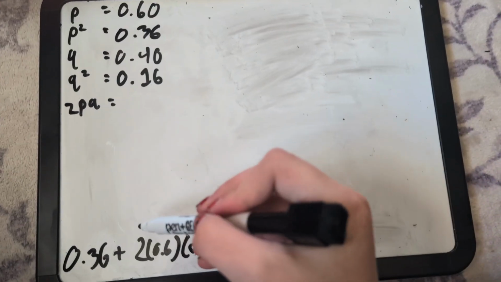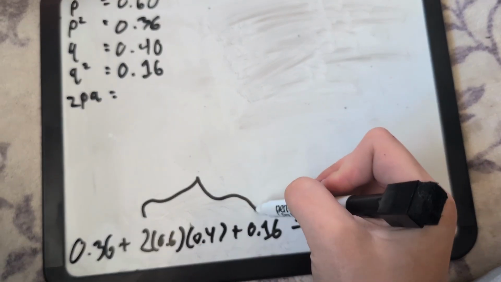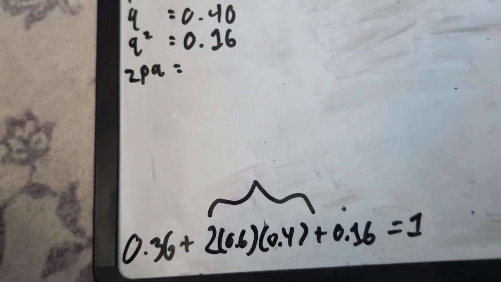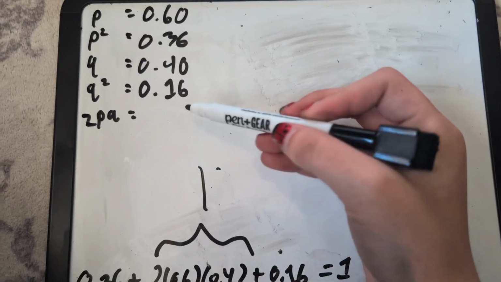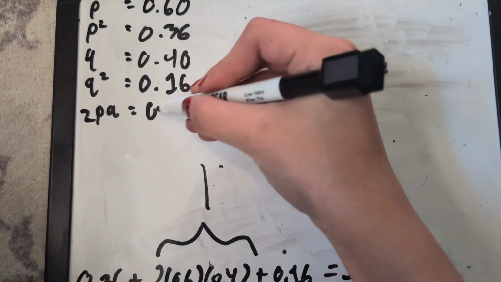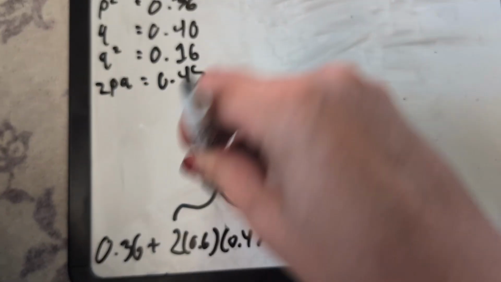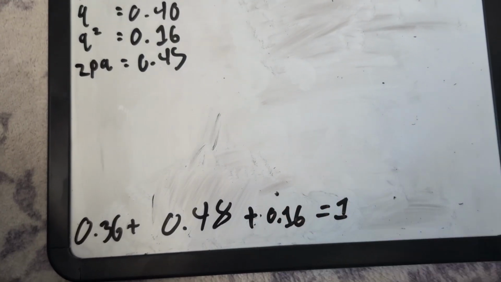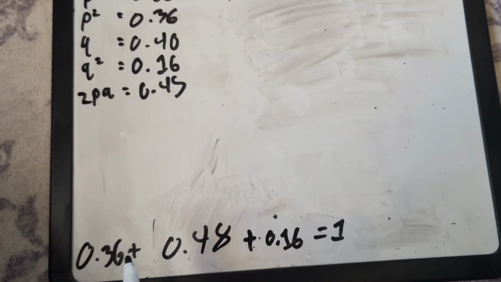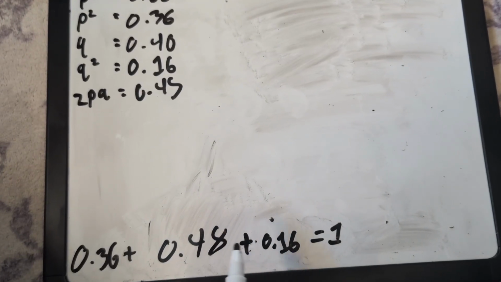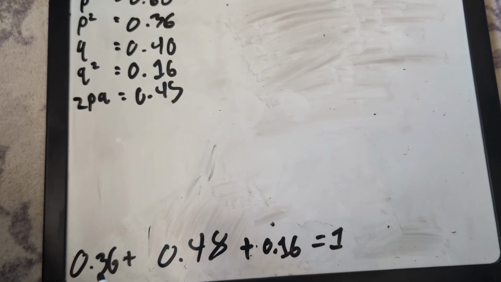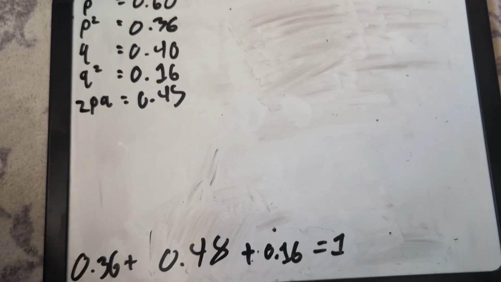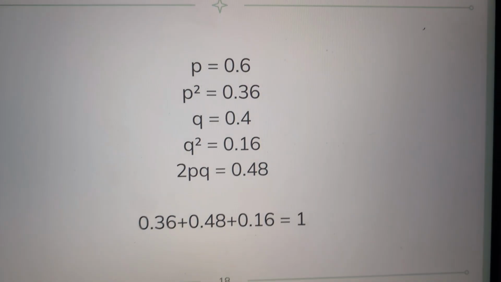Then to find 2pq, we do this equation here. Correct that. And 2pq comes out to be 0.48, which makes p squared plus 2pq plus q squared equal 1: 0.36 plus 0.48 plus 0.16 equals 1. And all of our answers written out neatly.